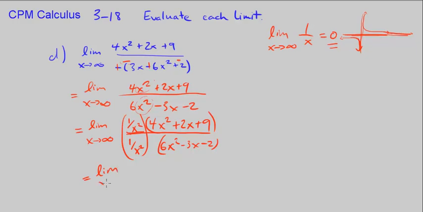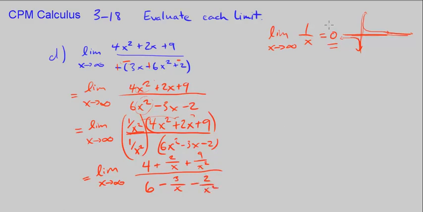So let's simplify this. If I distribute this in the numerator, I get 4x squared over x squared, which is just 4, because x squared cancels out. Then 2x over x squared is just 2 over x. And then I get 9 over x squared, right? That's in the numerator. In the denominator, I get 6x squared over x squared, which is just 6, minus 3x over x squared, which is 3 over x, minus 2 over x squared.